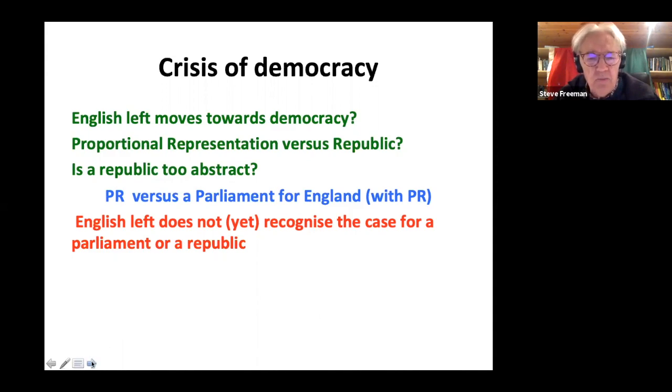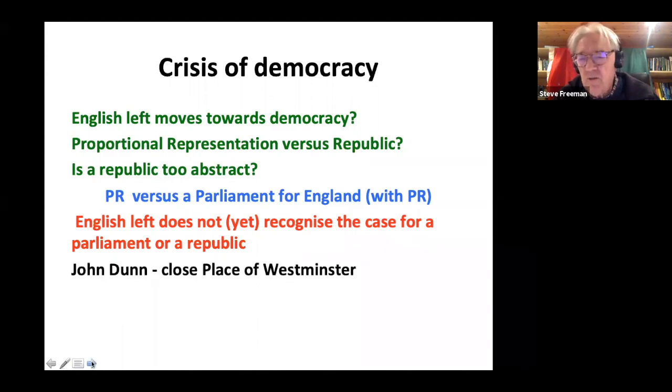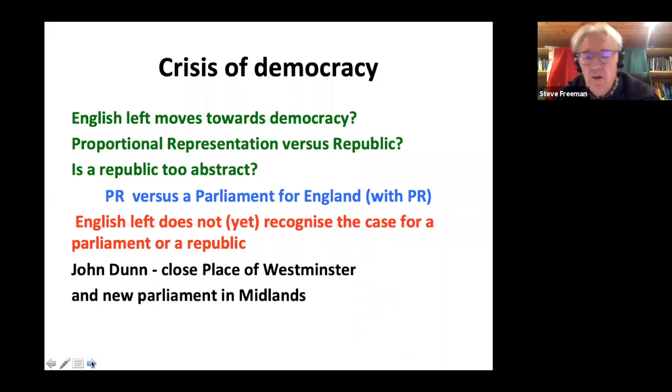So John Dunn, last point is this. John Dunn says, on the Andrew Marr show, close the Palace of Westminster. Close the Palace of Westminster and put a new parliament in the Midlands. That was his idea. That's the most radical and revolutionary thing that anybody said, and I agree with that. So I think John Dunn's got it right.